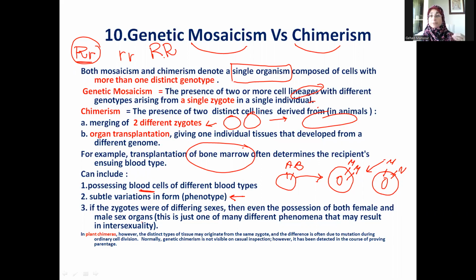Sometimes, as we said, chimerism involves the fusion of zygotes. So if the zygotes are of different sexes, then we would have both male and female sex organs, and this is one example of hermaphroditism or intersexuality, where the organism might have both the male and the female sex organs.